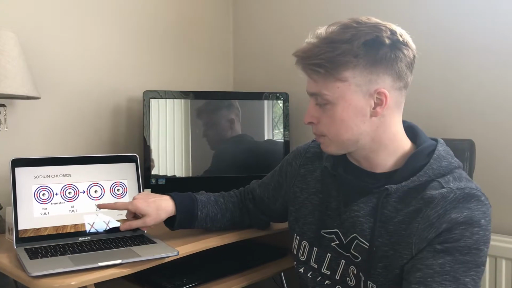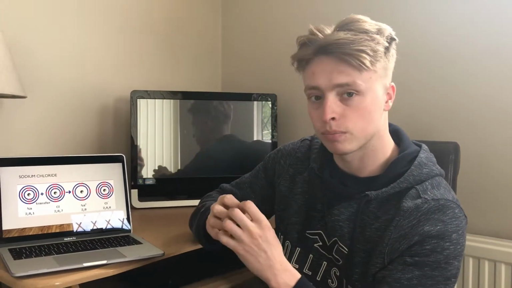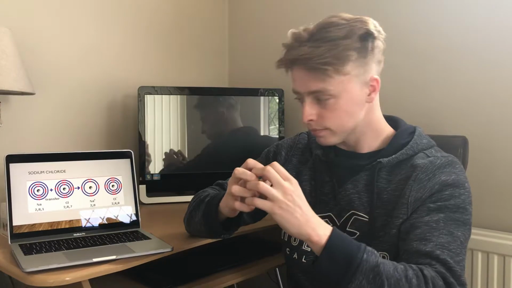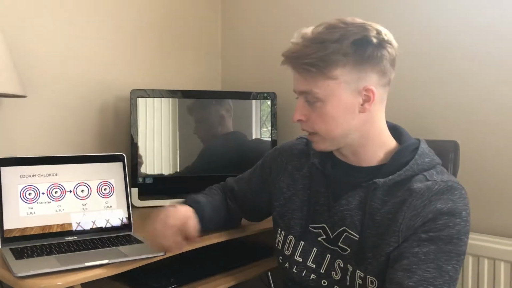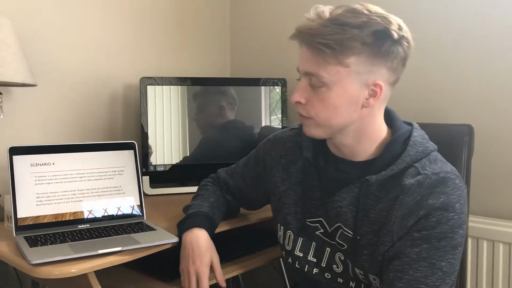And so obviously the positive and negative charges, through electrostatic attraction, pull them both together and make them bond. But they're not sharing the electron, they give away the electron, and this change in charge makes them both come together. So that forms sodium chloride. Okay, that's how ionization and ionic bonding works. Okay, so the second scenario, scenario 4.